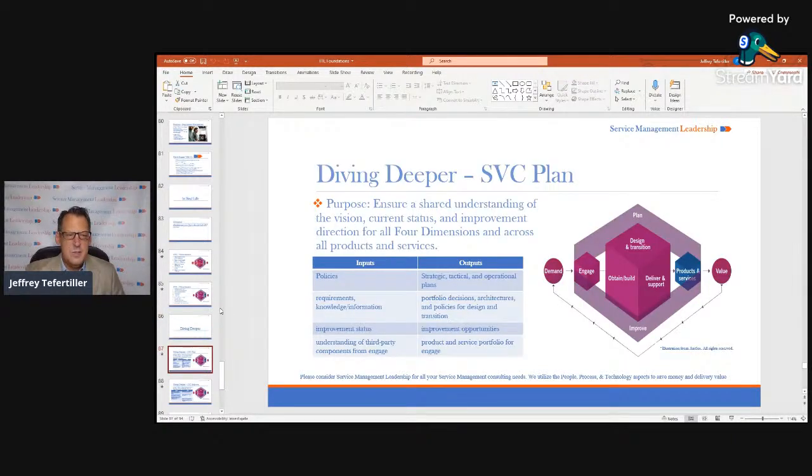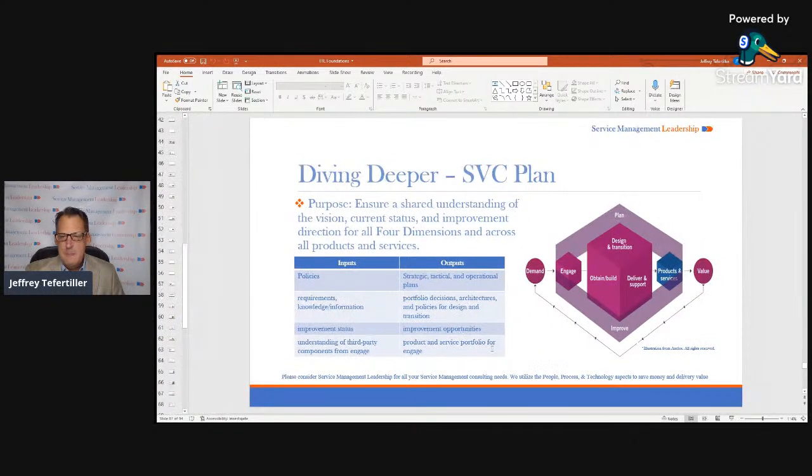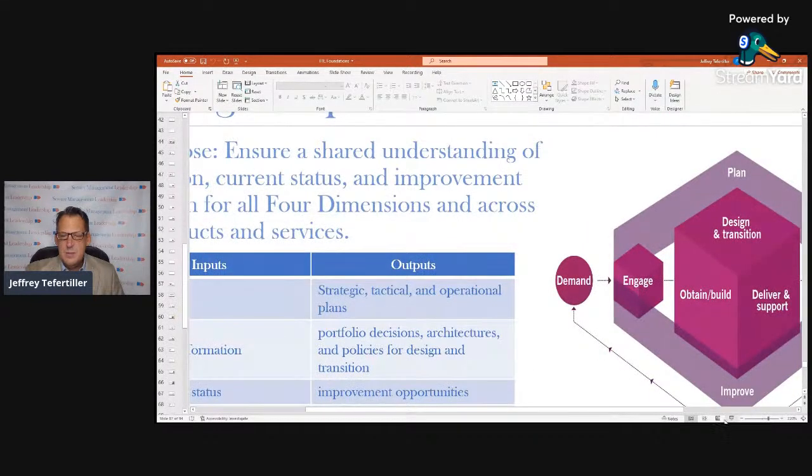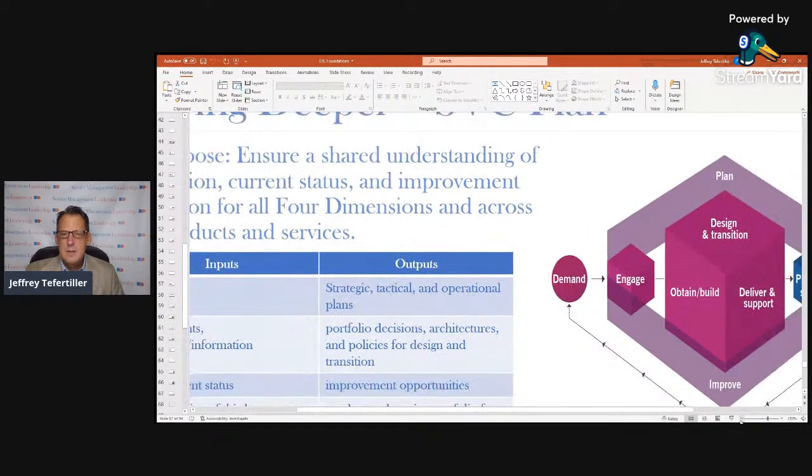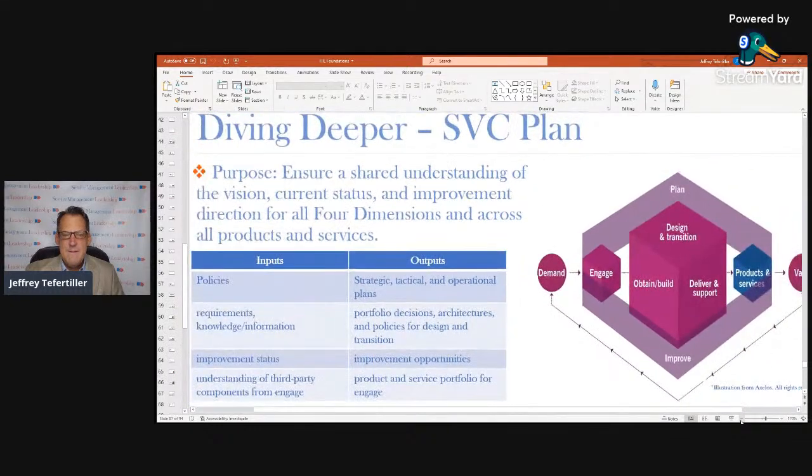Make my screen bigger just because some of the text and everything gets smaller. Let's make everything just, maybe that's a little too big. All right.